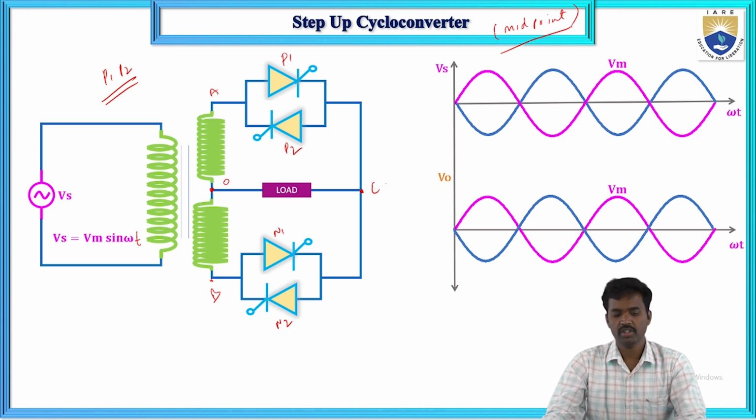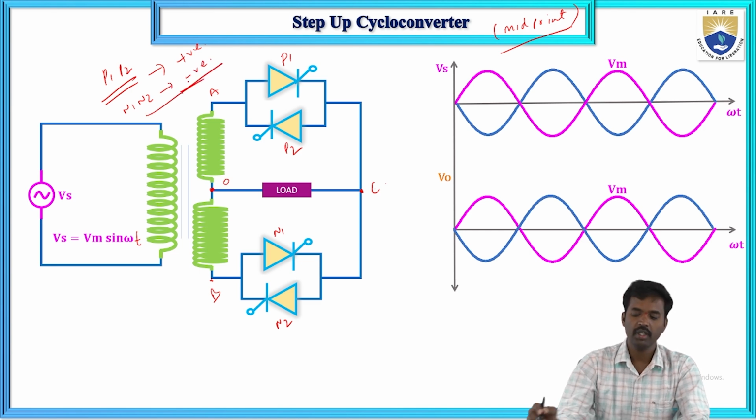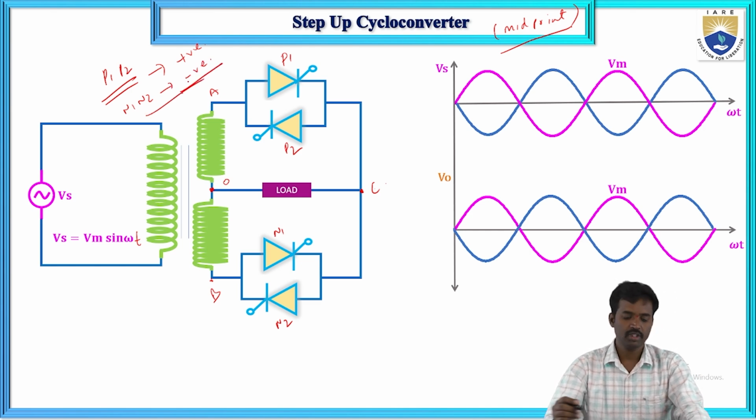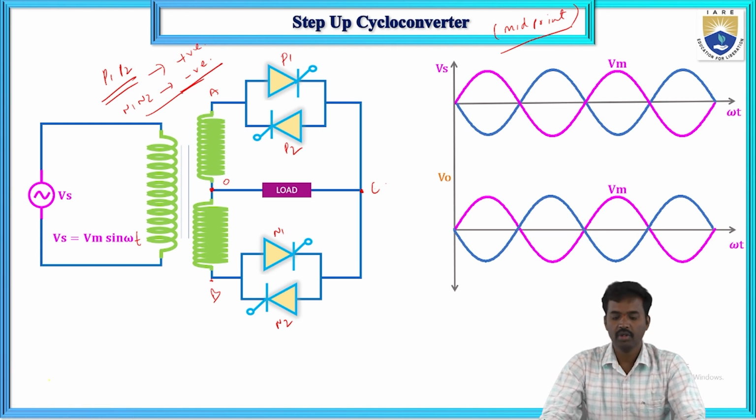Now first, how it will operate. P1 and P2 are positive group switches, and N1 and N2 are negative group switches. Let me change the color over here. Now what will happen first when the supply is positive, this is the input supply we are giving.